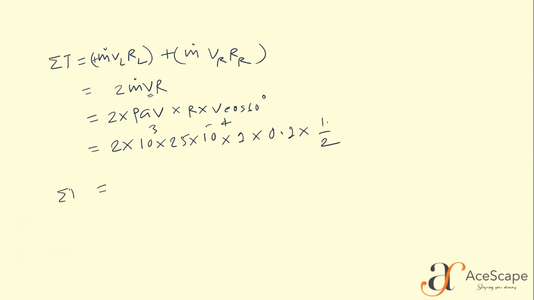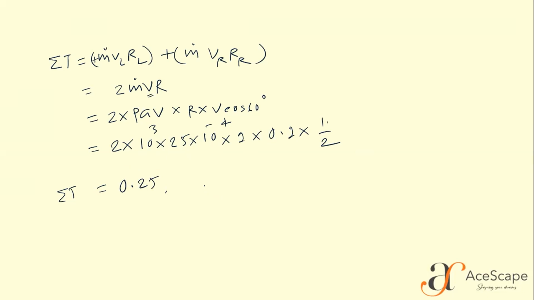From here, what we are getting is, you guys calculate and tell me the answer. What is the answer you are getting? 10 to the power minus 4, this is 3, 10, 2, 25, 50, 5, half, 0.1. I think it's around 0.5 by 2, 0.25. Yeah.